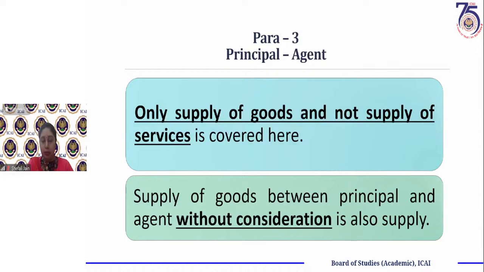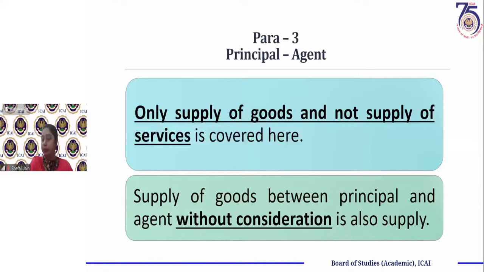If any agent is supplying any services for the principal, then that will not be covered here. So only supply of goods is covered here. Principal supplying any services to agent will not be covered here. Even if consideration is not charged, this transaction will be considered as supply.